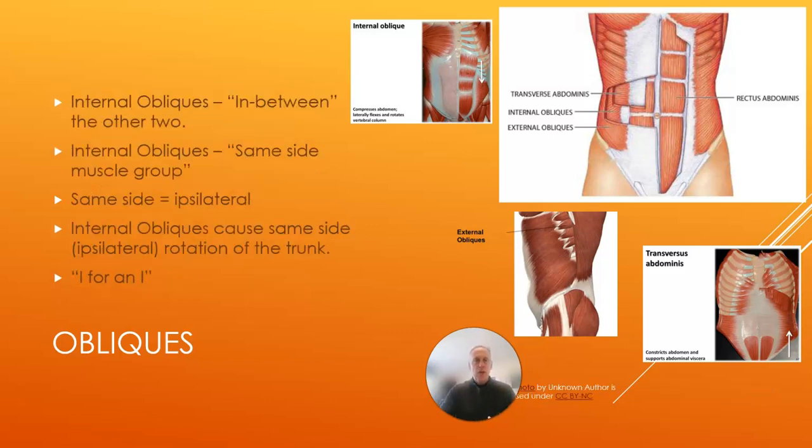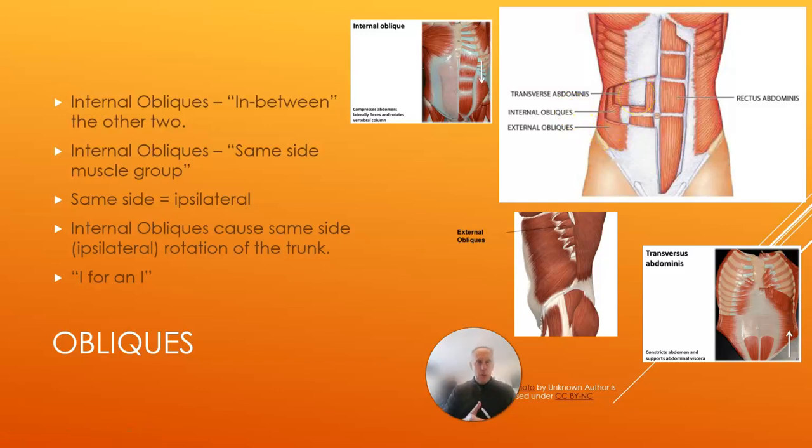The other way to remember this is when you look at internal obliques, they are in between the other two. So you have an I for an I there as well, meaning your internal obliques are in between the external and the transverse.